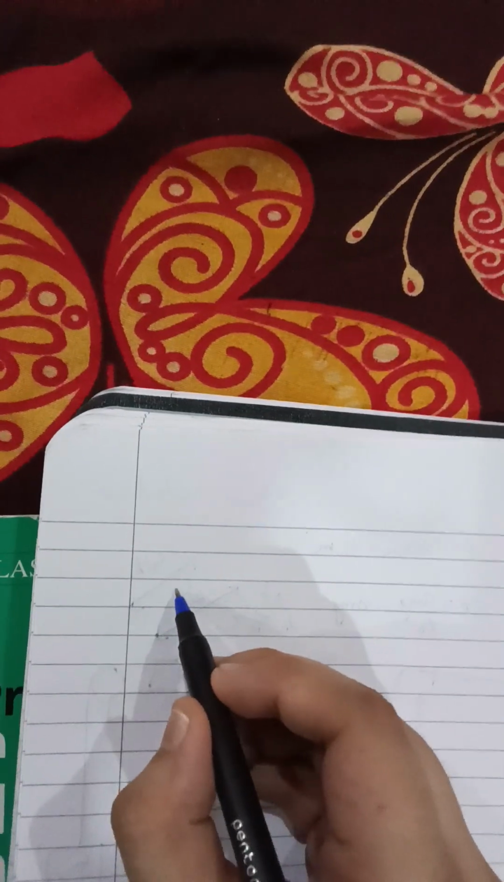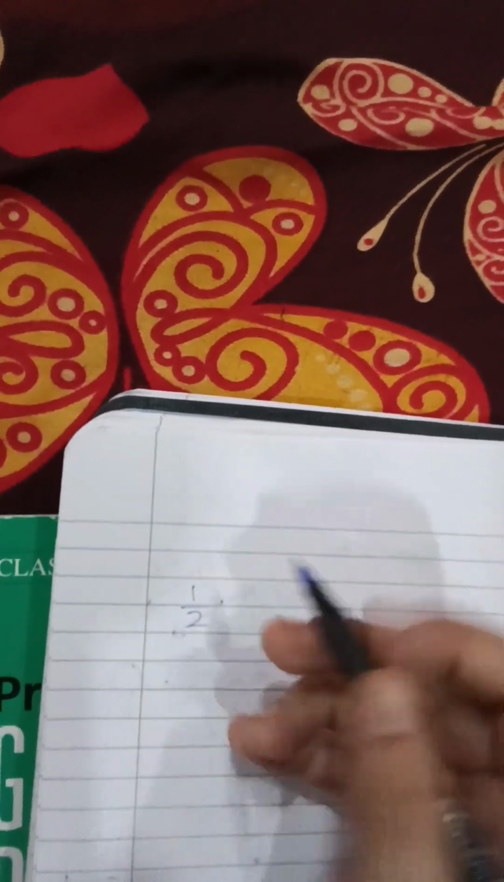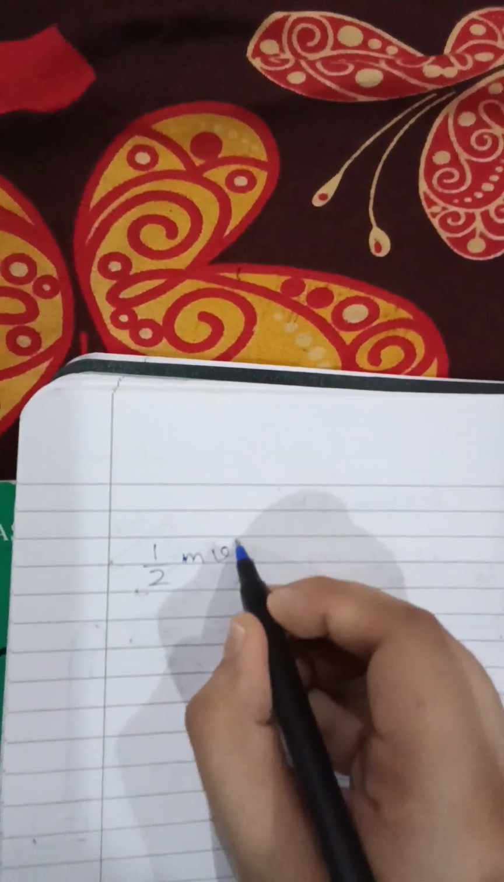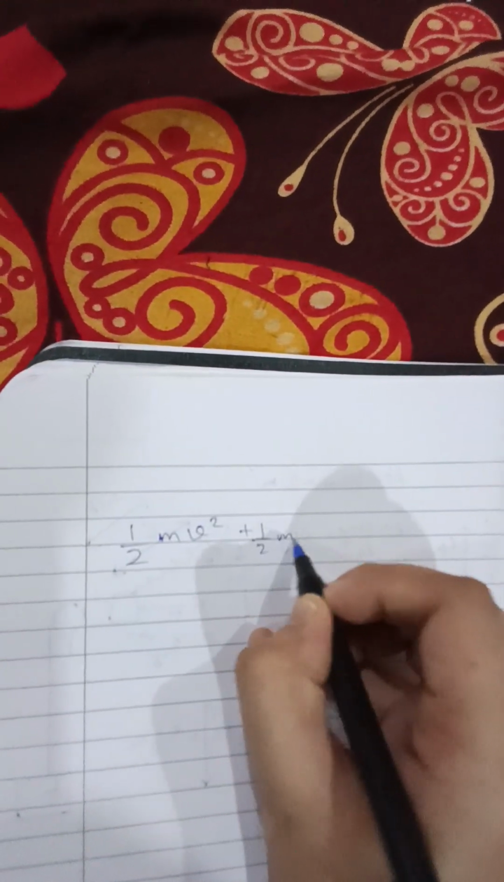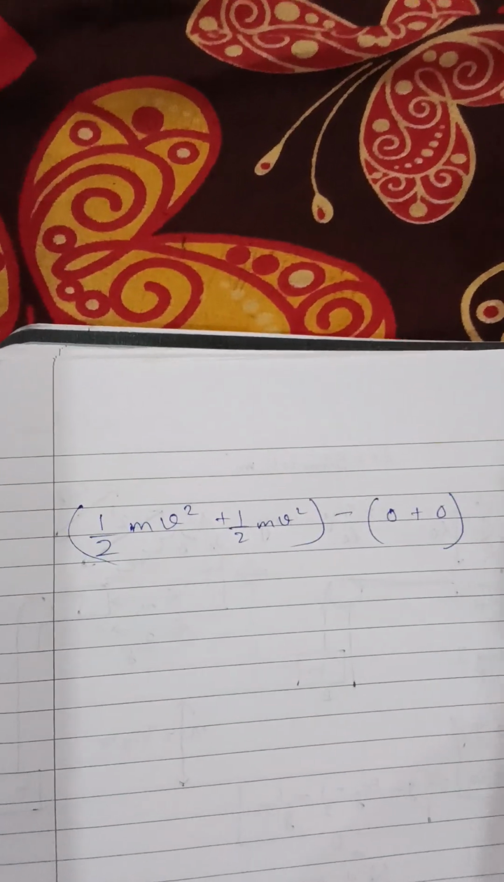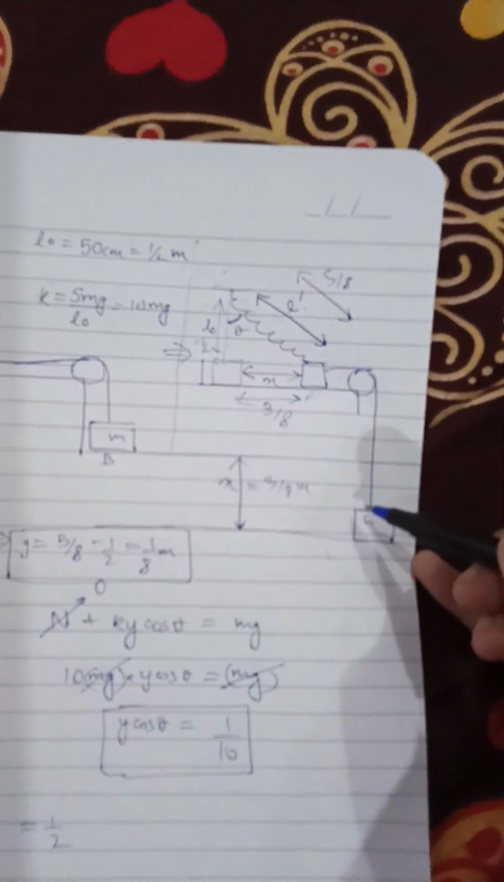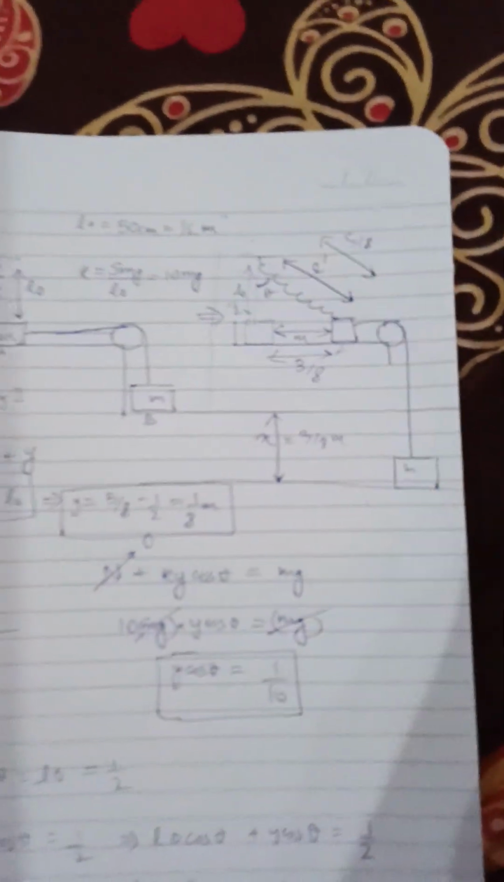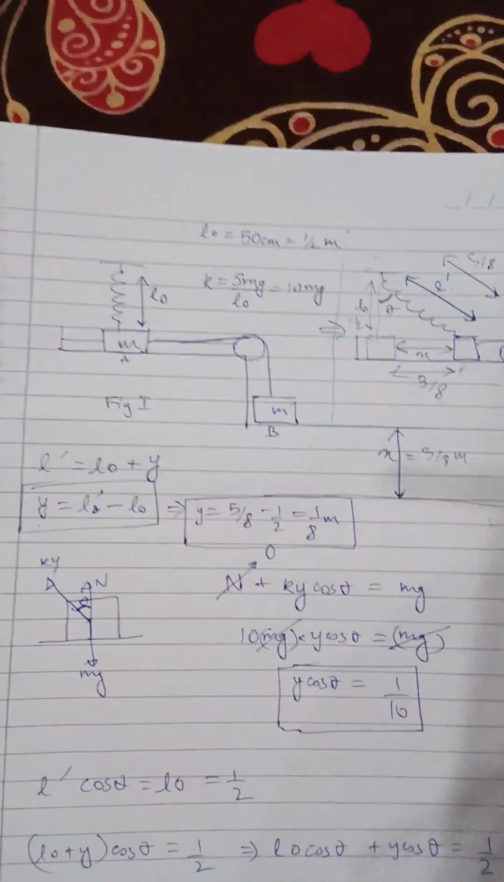For both the blocks, the velocity in that moment will be the same because it's attached by the same string. So final K, where I'm taking the velocity as v, the touch-off velocity, is half mv square plus half mv square. This is the final K minus 0 plus 0. This is 0 plus 0 because obviously the blocks weren't moving initially. And now the work done by gravity over here is positive as this block is also going down and gravity is obviously acting downwards.